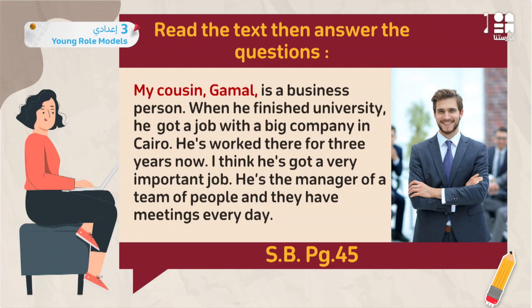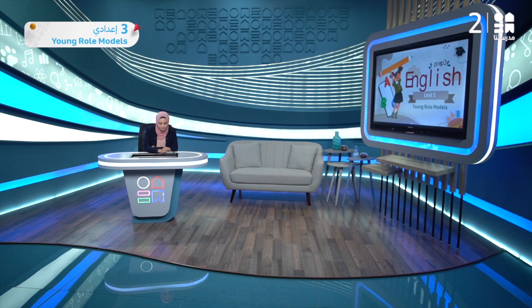He is the manager of a team of people and they have meetings every day. He's the manager means he's the boss, he's the head. يعني هو المدير على مجموعة كبيرة من الناس and they have meetings every day. بيعملوا اجتماعات كل يوم. طيب عندي apostrophe S هنا كمان بس I don't have past participle. مش عندي past participle. ف apostrophe S here stands for is. He is the manager. He works very hard. بيشتغل كتير.